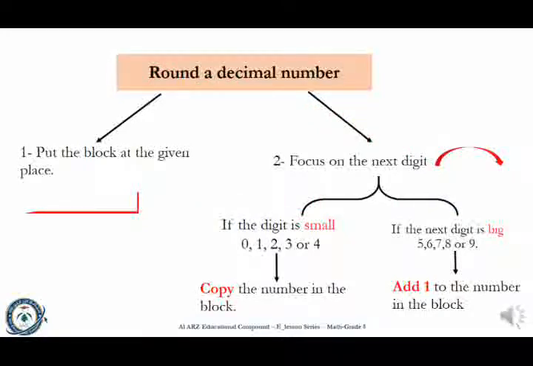Now let's repeat. To round a decimal number, first we put the block at the given place, at the whole part, or tenth digit, or hundredth digit, according to the question. We take the digit and everything before. The next step, we focus on the next digit.